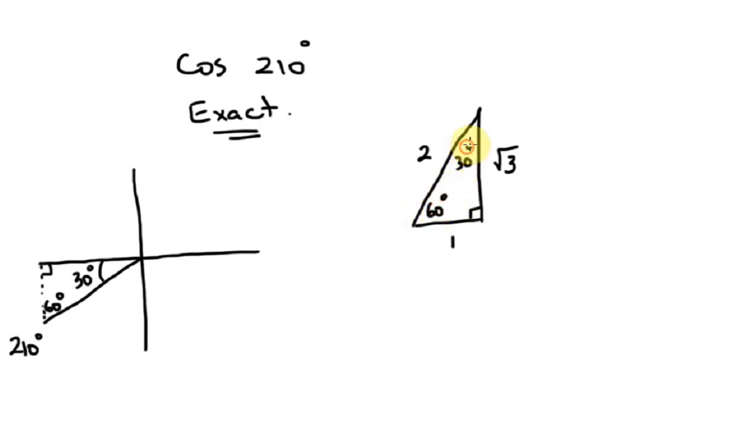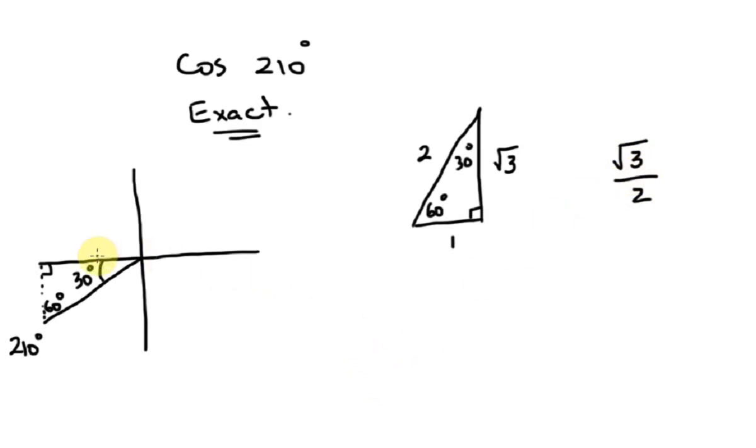So all I got to do is determine that if I'm using a reference angle of 30 degrees, so let's go over here, 30 degrees, cosine would be root 3 over 2. So I know that numerically that's my answer. The only question is, maybe it's gone negative on me. Now there's two ways to deal with that.